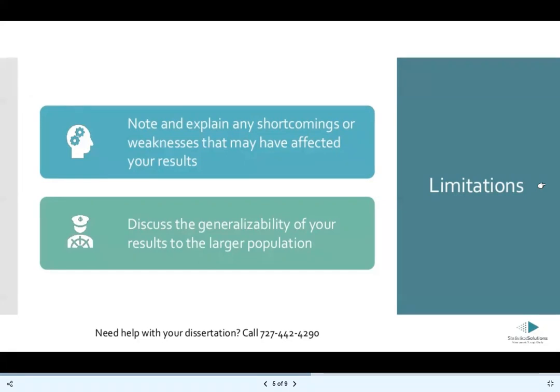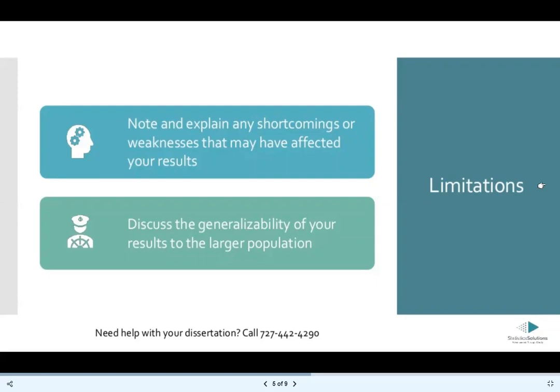So some limitations that you might describe are things like not being able to access a particular data set or not being able to achieve a specific sample size. One example that's pretty timely is maybe due to the pandemic, you weren't able to achieve a specific sample size because of in-person recruitment. So things like that are things that you'll want to report here in this section as limitations.